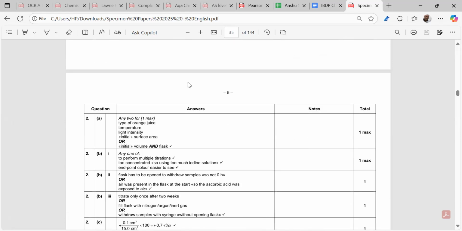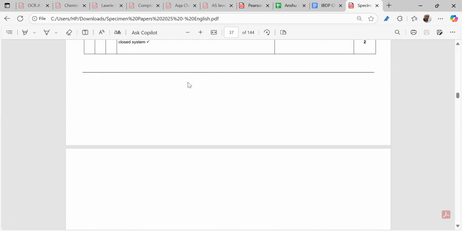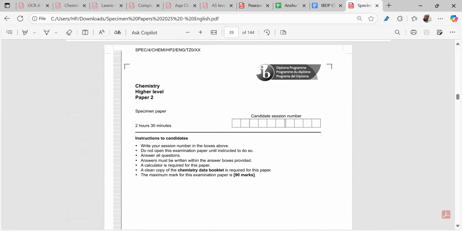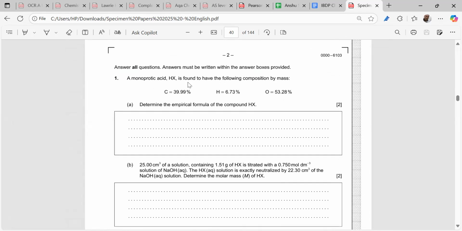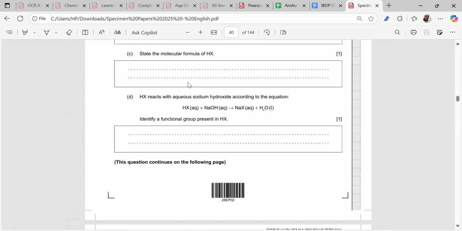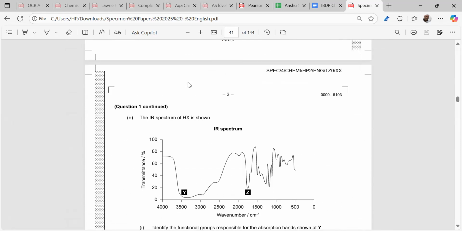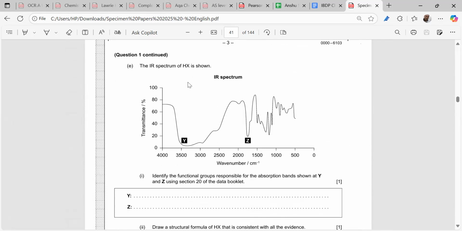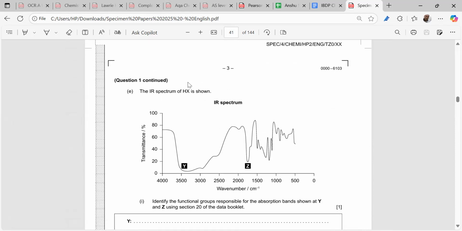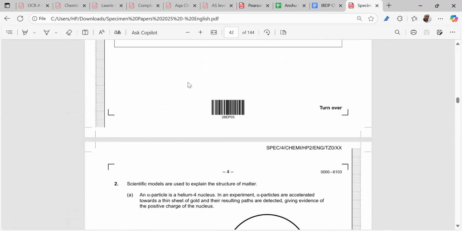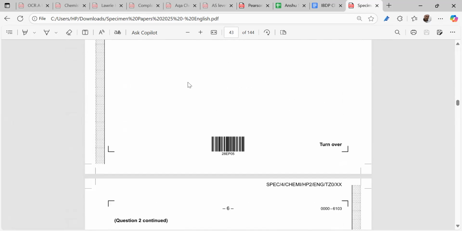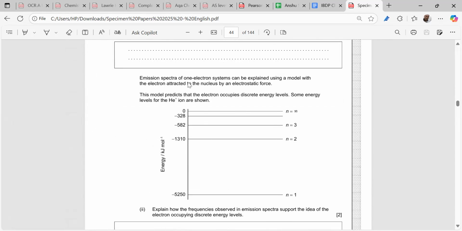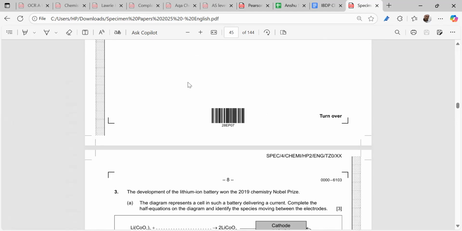Now, about the chemistry paper HL of paper number 2, as I have told you, this will be testing your theory part deeply. Those who have just superficially done the theory will be tested over here. As I have told you, it will have an IR curve with a mass spectrometer, so you'll be having questions in paper number 2 similar to this. It's almost similar to the paper number 2 of the earlier syllabus.